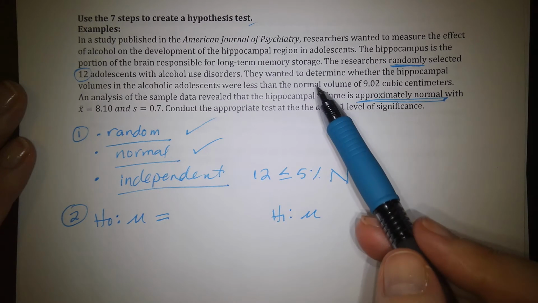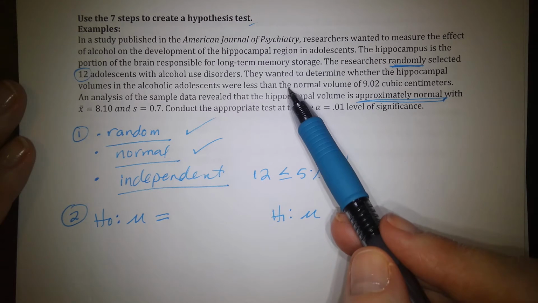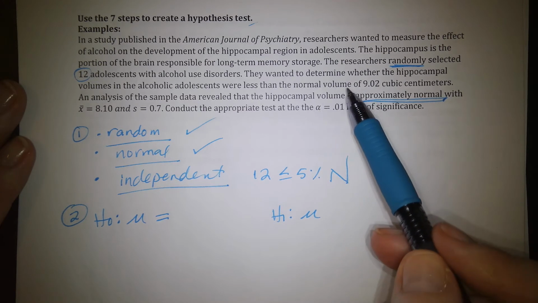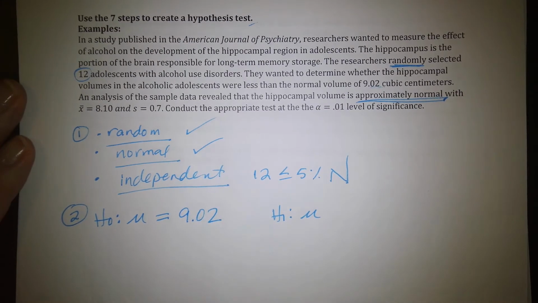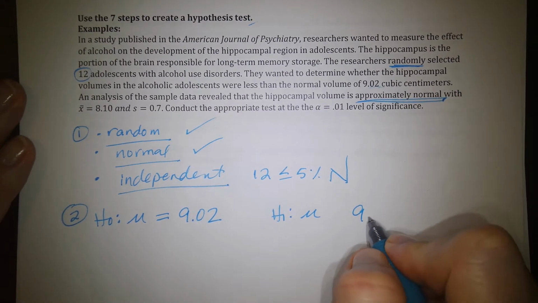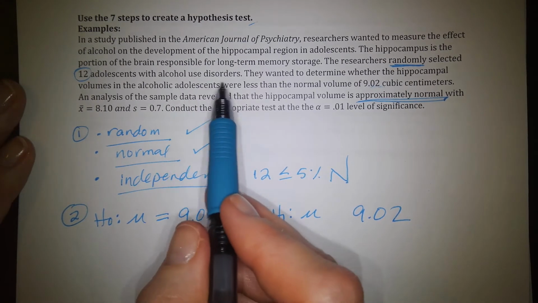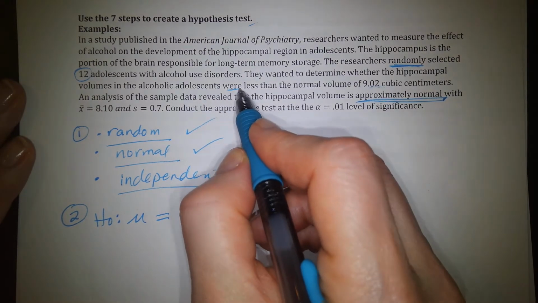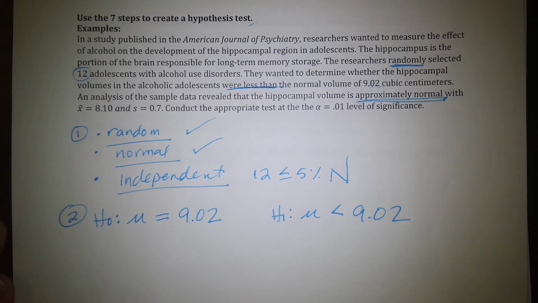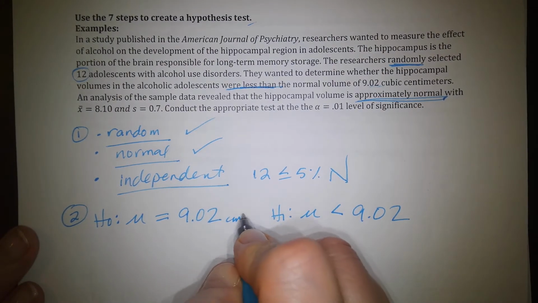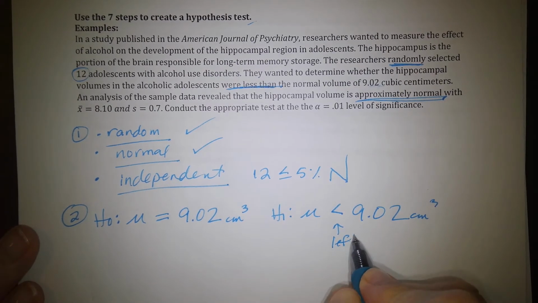It said up here they wanted to determine whether the hippocampal volumes in alcoholic adolescents is less than the normal volume of 9.02. So the claim is that normal is 9.02, and we want to claim that something has changed from that. Alcoholic adolescents, we're trying to prove that they are less than normal. So this is in cubic centimeters, and this would be a left-tailed test.